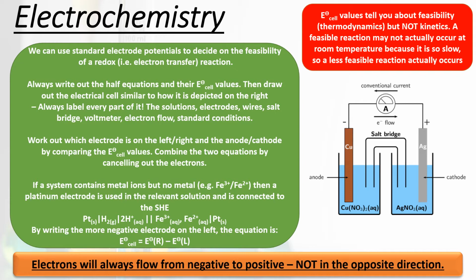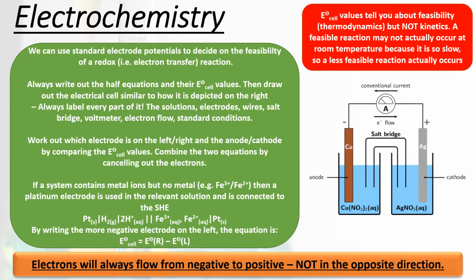Now the key thing is that when we draw out our diagrams, we need to make sure we label every part of it. So we need to label what the solutions are, what the electrodes are, what the wires are, what the salt bridge is, where the voltmeter is, the electron flow direction, and the standard conditions. We can see this on the picture on the right. We've labelled our solutions, our electrode materials, the salt bridge, and our voltmeter. But they haven't written the standard conditions down, and I would always write down that they are 298 Kelvin, 100 kilopascals, and 1 mole per decimeter cubed solutions.